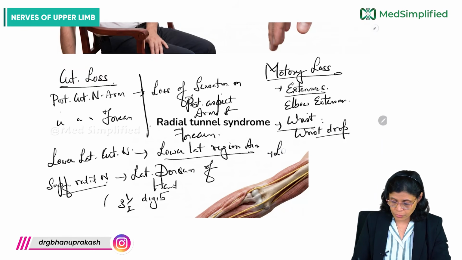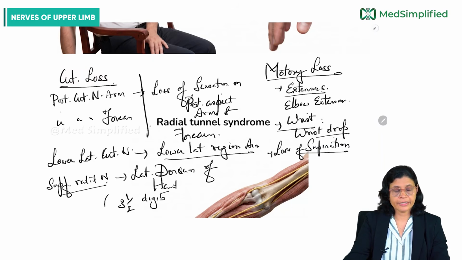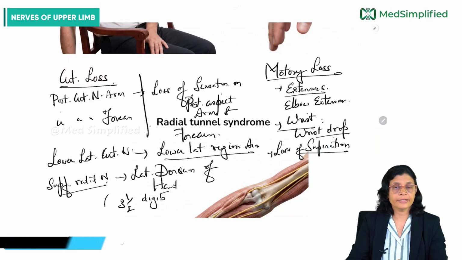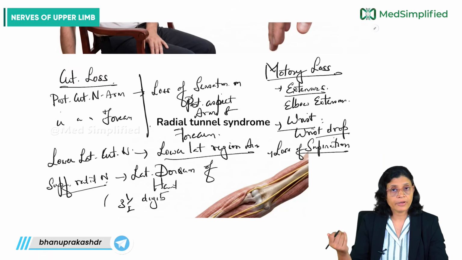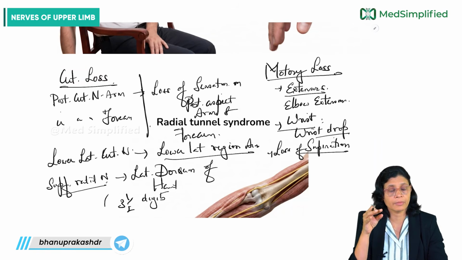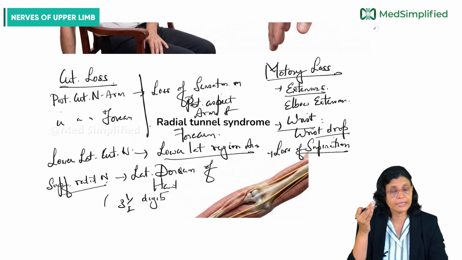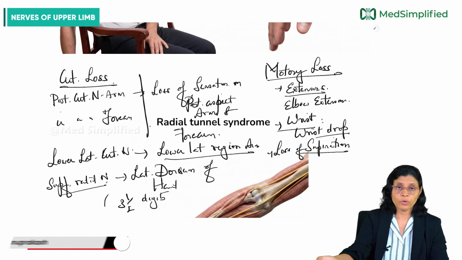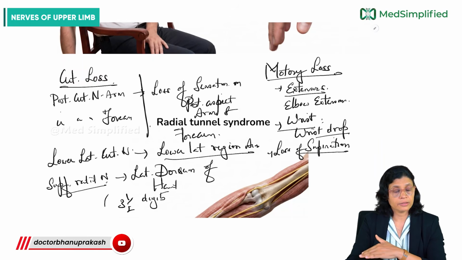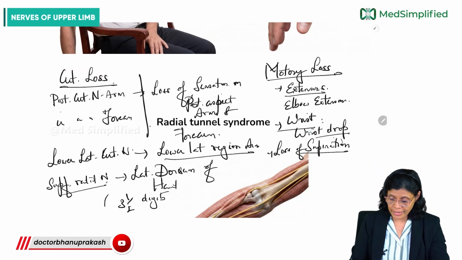And there is loss of supination in extended forearm. When the elbow is flexed, supination is brought about by the biceps. The biceps brachii is a strong flexor as well as supinator of the elbow, but that is when the elbow is flexed. When the elbow is extended, the supination action is mainly by the supinator muscle, which is supplied by the radial nerve. So that is affected.